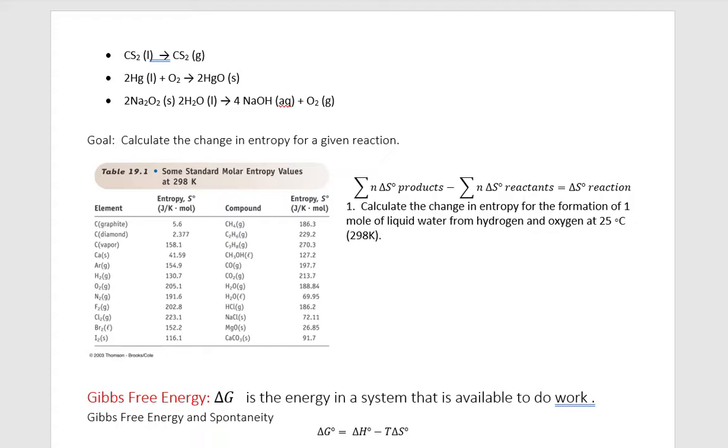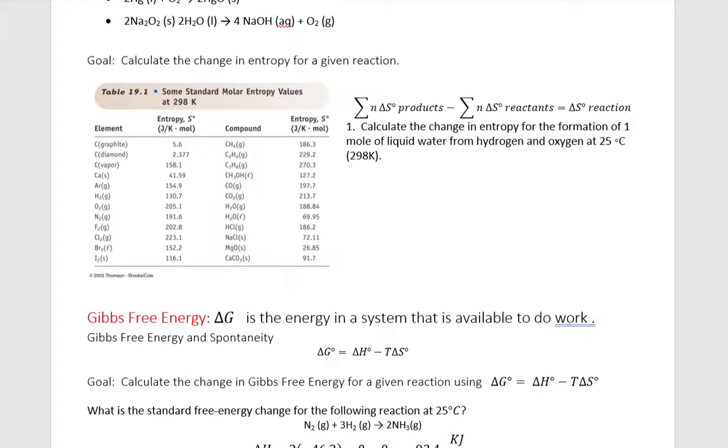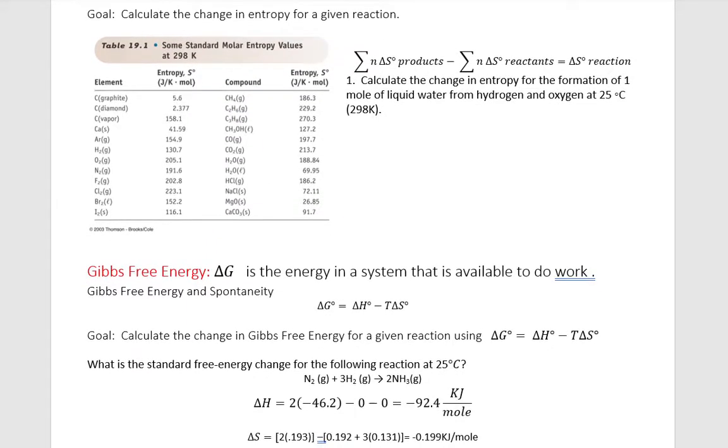We also can calculate some values of entropy. And we use a chart that's very similar and a formula that's almost identical to the formula we used for the change in enthalpy. The only difference is that we are using entropy values. And one other thing you want to note is that these are in joules per kelvin per mole, as opposed to enthalpy, which is usually reported in kilojoules. But other than that, we solve it the same way.